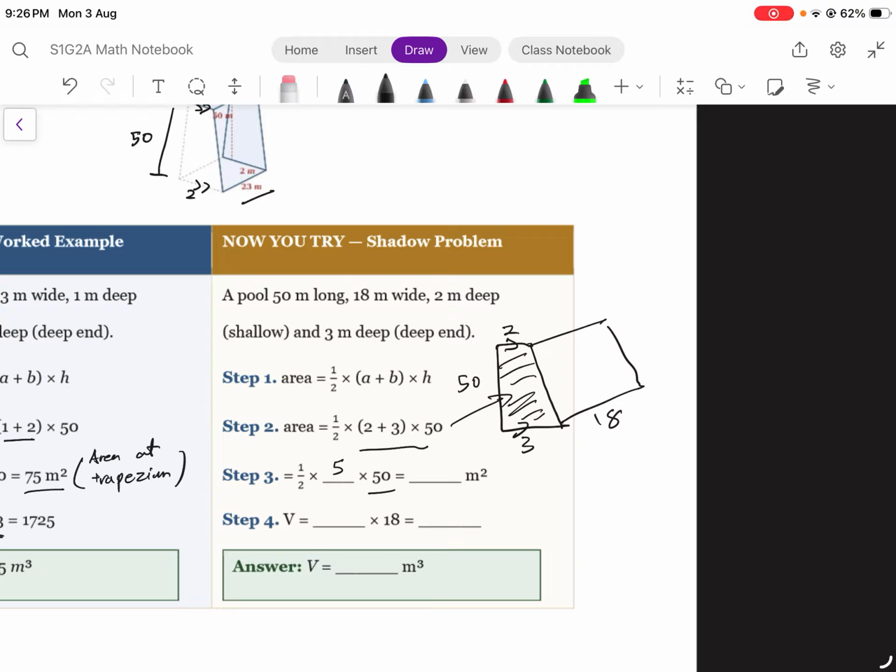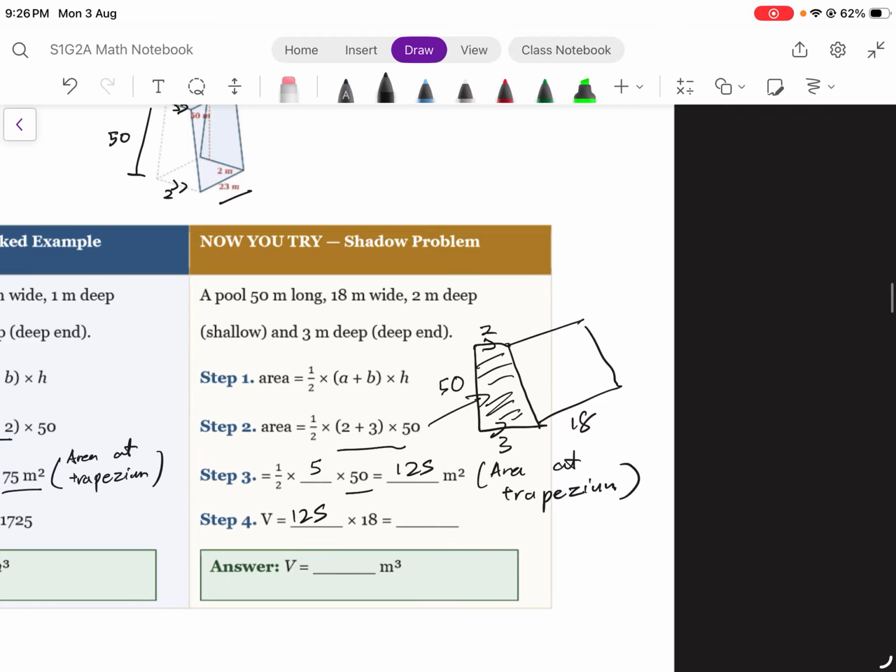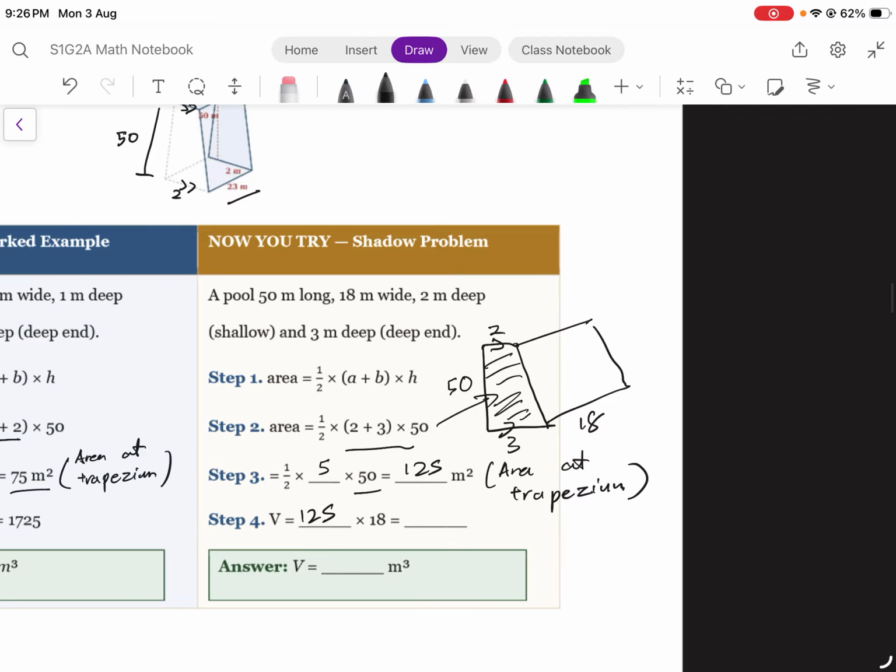Oh, sorry. I think I got it wrong. This should be 18. No, it's correct. 50, 18. 18 is the length. So this is still your area of trapezium. So 5 times 50 is 250, then divide by 2. 250 divided by 2 is 125. So 125 times 18.